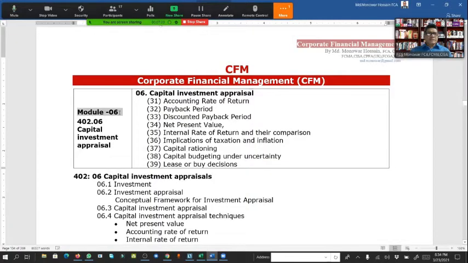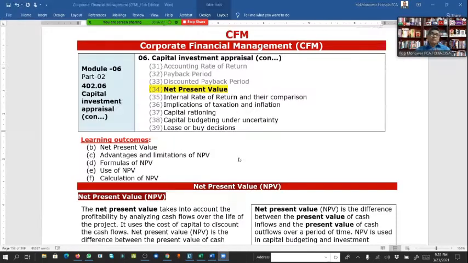In Chapter 6, Capital Investment Appraisal, we are discussing capital budgeting techniques. Lastly, we discuss accounting rate of return, payback period, and discounted payback period. Now we are going to discuss net present value.